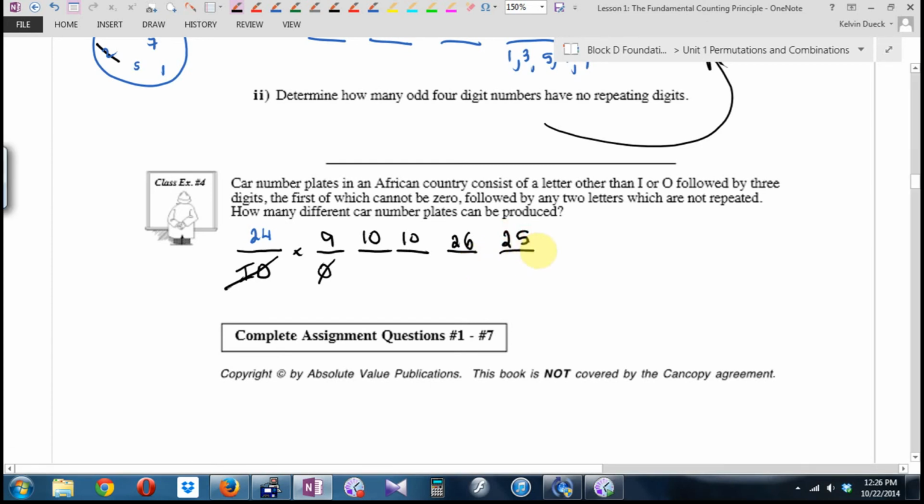Mr. Dueck, why didn't you use the Scrabble bag? For letters of the alphabet, 26 letters is a bit much to draw. For digits, for numbers, for small amounts, I use the Scrabble bag. What's 24 times 9 times 10 times 10 times 26 times 25? How many different license plates can this country have before it has to go to a new system?